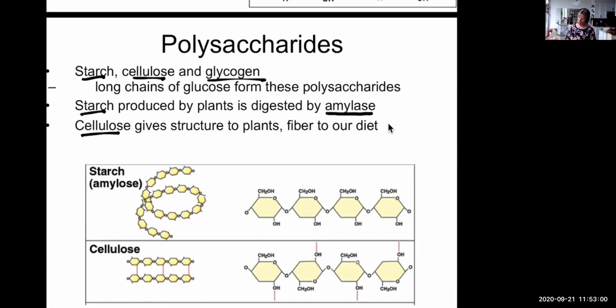Cellulose gives structure to plants, but it's also fiber in our diets. So we don't digest cellulose. There are some bacteria that can digest cellulose, and they are in the guts of some animals, like cows, for example. But for ourselves, the fiber in your diet is necessary to abrade the walls of the digestive system and to help food to move through the digestive system.